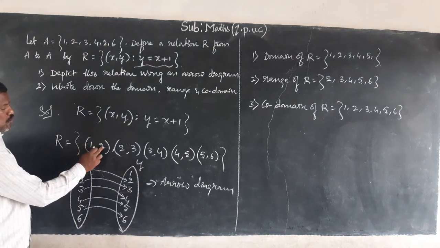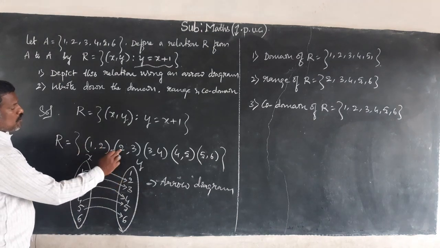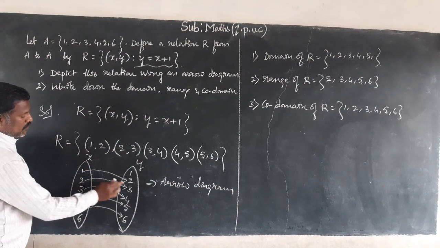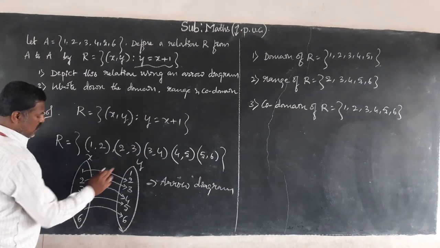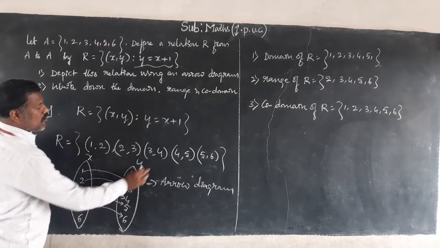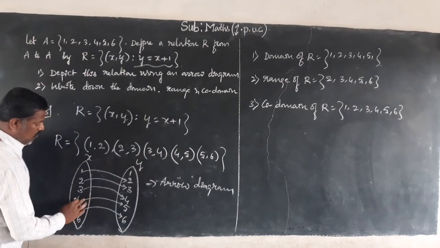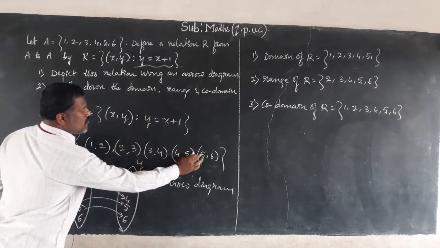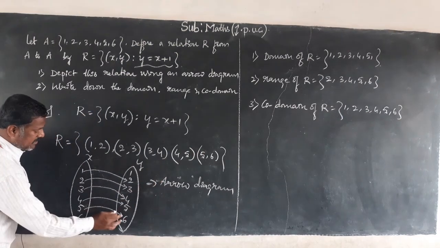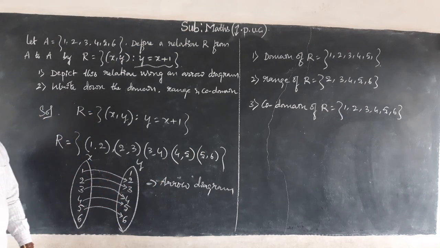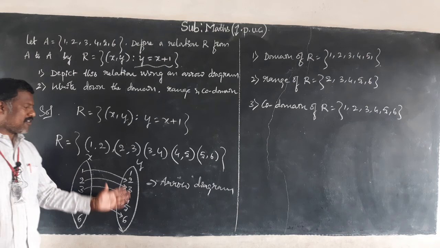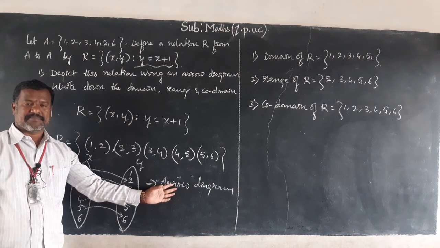1 is connected to 2, 2 to 3, 3 to 4, 4 to 5, 5 to 6. Understand, children? So this is what we call an arrow diagram.